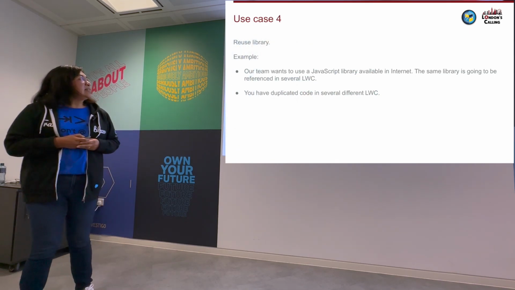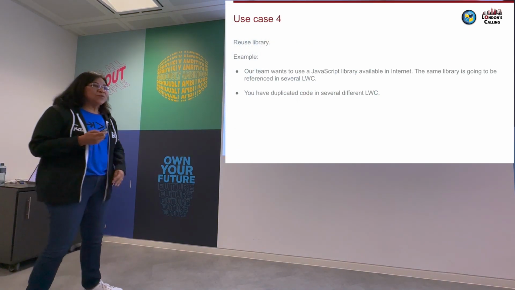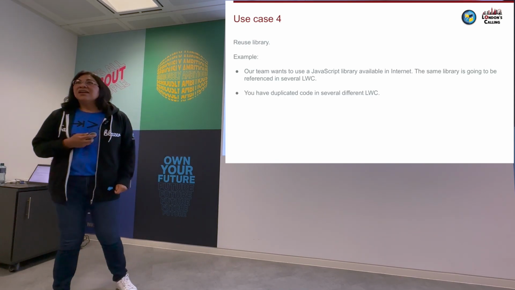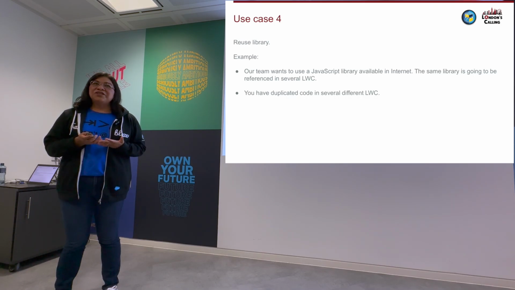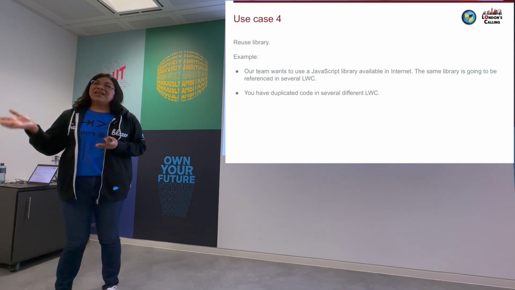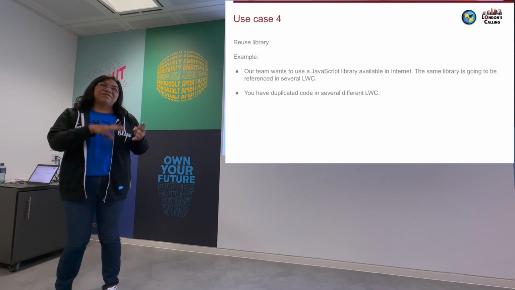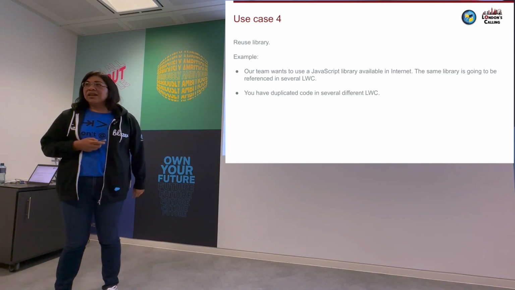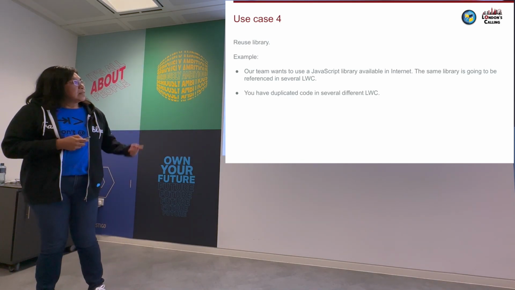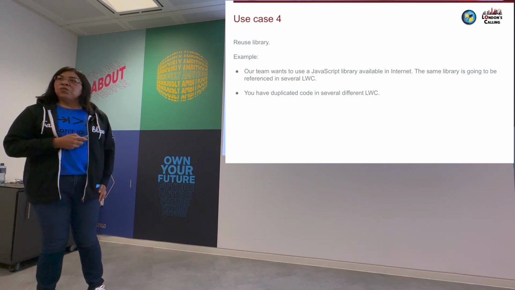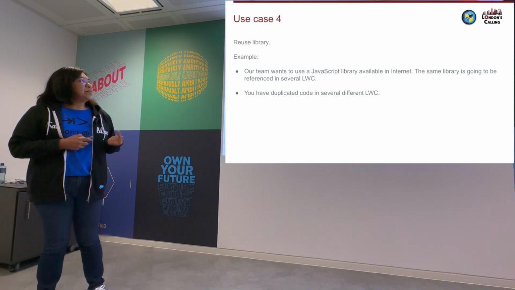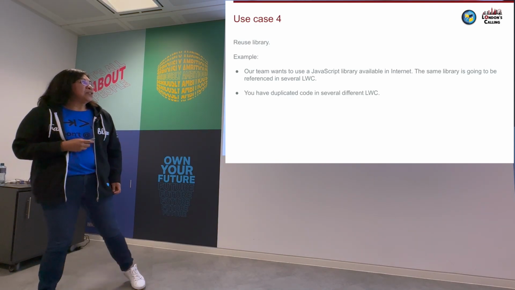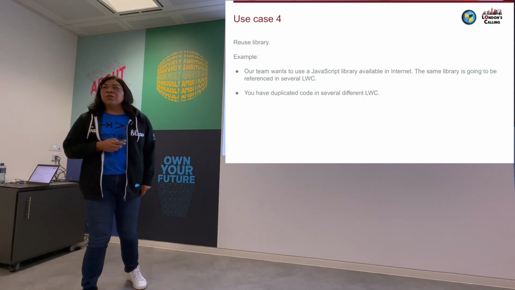And the fourth use case is reuse library. This is one that is very simple to implement, but along my career, I have seen many cases where many developers just duplicate the code. It's like, I want the function, my colleague has it, but I just copied it into my Lightning Web component. I use the function again, and no reuse is found in Lightning Web components. But in this case, for example, when your team wants to use a JavaScript library that is available on the internet and you want to share it with everybody, or when you have noticed that you have duplicated code in several Lightning Web components.